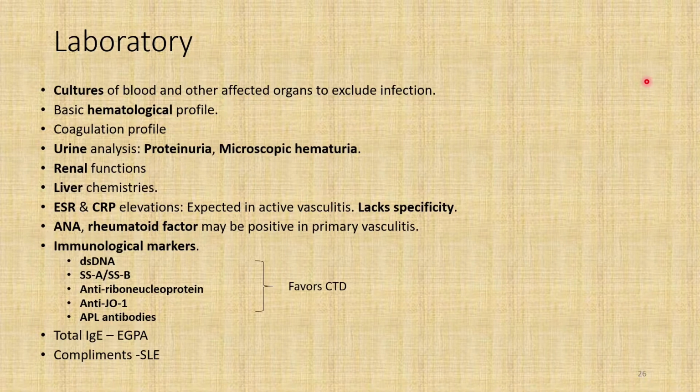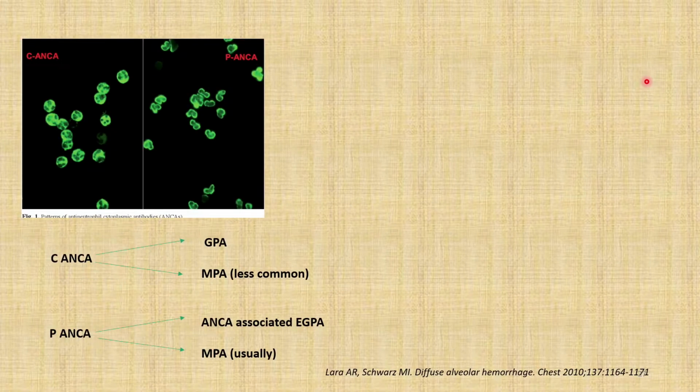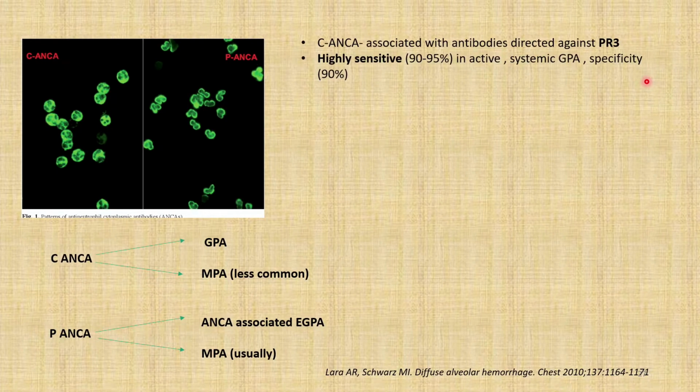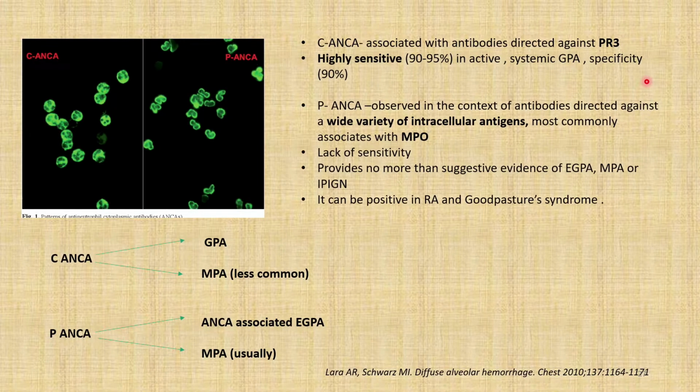So laboratory, this is the basic laboratory that we do day-to-day in our medical wards, and we need to do the specific immunological markers as well. A small word on ANCA. We know the cANCA is highly sensitive, and it is against PR3. pANCA is non-specific, and it is usually against MPO, and even in rheumatoid arthritis and Goodpasture's, it can be positive.